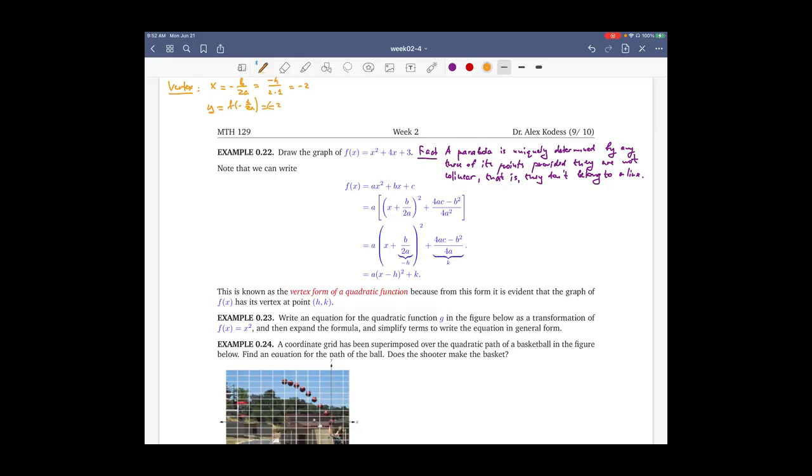So that's negative 2 squared plus 4 times negative 2 plus 3. That is 4 minus 8 plus 3, which is negative 1. So the vertex is at the point negative 2, negative 1.